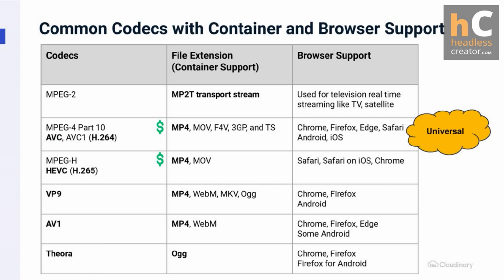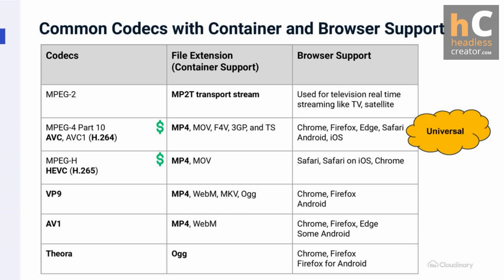The gist of this chart is to let you see some common codecs, some common containers, and the browser support for these. You can think of codecs as being wrapped up in a container. So certain containers support certain codecs, and then certain browsers, we know, support certain file extensions.